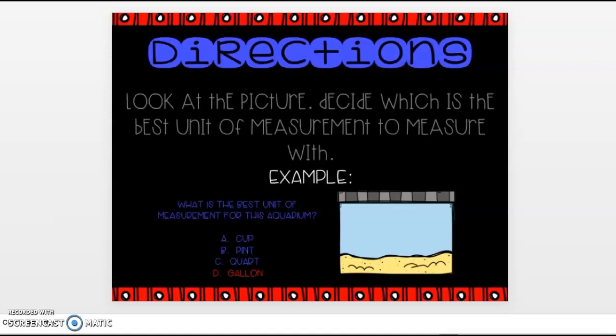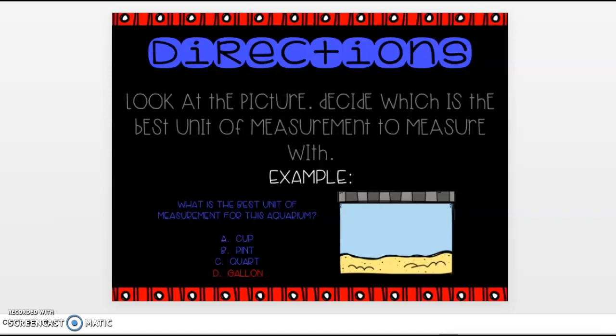Okay, for this next part, you don't have to necessarily write down on a piece of paper. You can just say it out loud. If you want to write down on a piece of paper, that's fine. I would flip your piece of paper over, but I would still be looking at your gallon kingdom. So I'm going to be showing you a picture, and you're going to decide which is the best unit of measurement to measure it. And it's going to give you all of these choices: a cup, a pint, a quart, and a gallon each time.